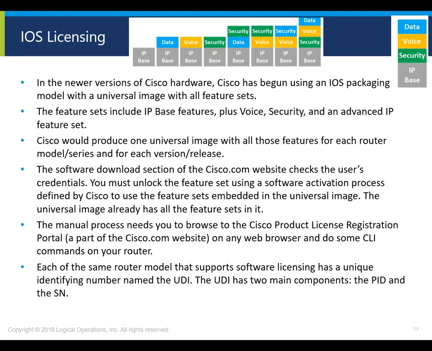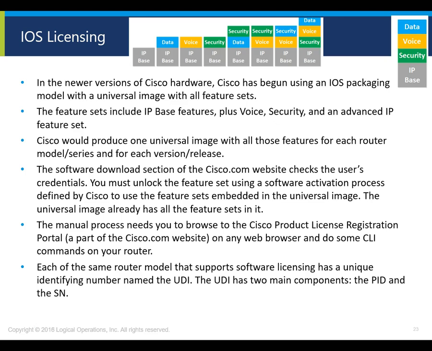So Cisco has gone to that type of licensing, and one of the slides here in a minute is going to show how you would upgrade these things. In the newer versions, Cisco has begun using the IOS packaging model, a universal image with all of the feature sets. So instead of getting, if we want to upgrade to the base IOS plus security, we don't have to go get a new binary file. We just go get a new license to license that feature.